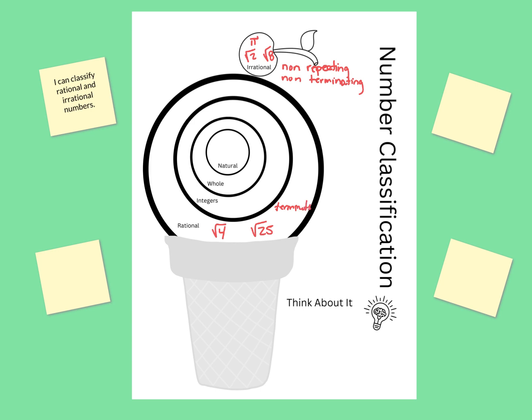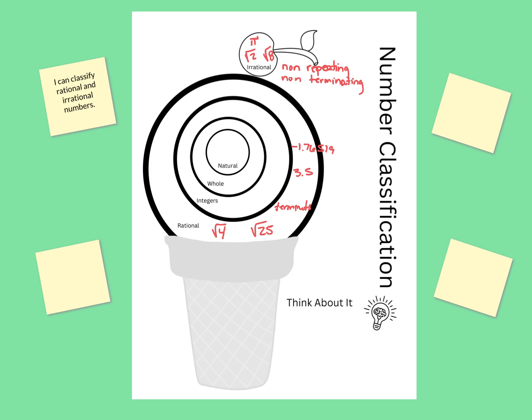So if it terminates, it is rational, like the decimal 3.5. That's it. It stops after the 5. There's no more. It's done. Or negative 1.76519. Doesn't matter how long it is. If it stops eventually, it's rational.